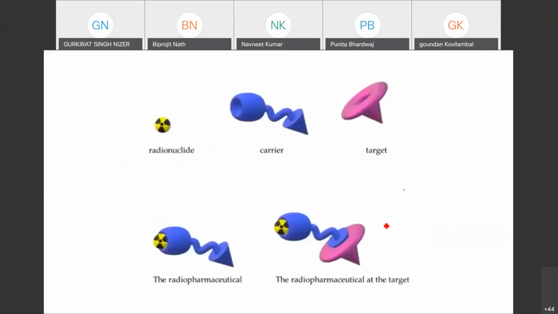For example, over here, this carrier is very specific for the given target. That's like a key and a lock. So this key is specific for this lock, so it will go and bind over here.